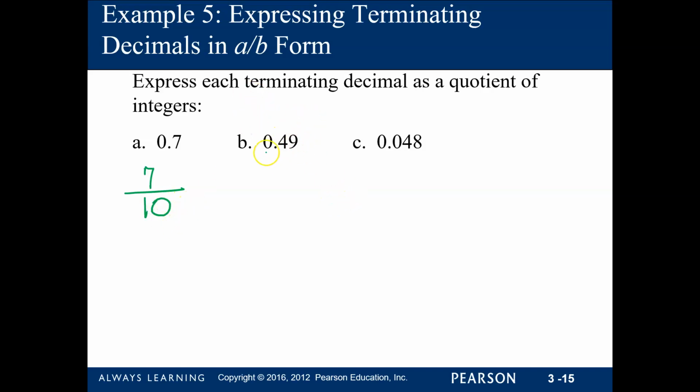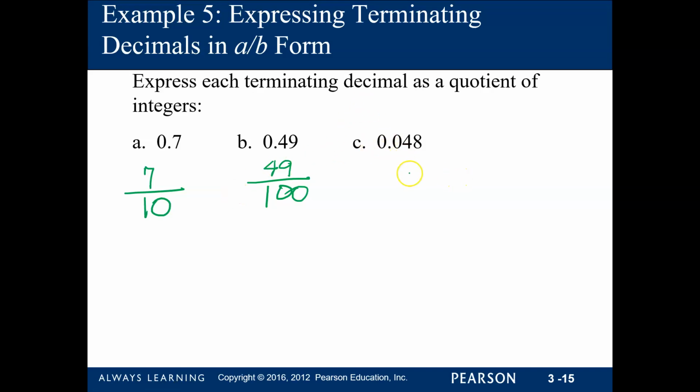All right. So this is now 49 hundredths to read it properly. So this is going to be 49 over, it has two decimal places, so we use 2 zeros here, so it's going to be 49 over 100. Now, if you take a look, we do not have any common factor between 7 and 10, and also 49 and 100, so this is already their lowest term.